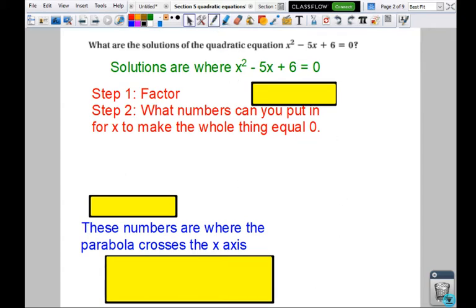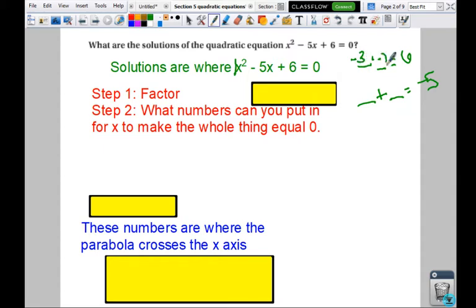In-middle factor, right? Because there's nothing in here except a 1. So we are going to in-middle factor this and say what times what equals the number on the end, which is 6, and adds up to the number in the middle, which is negative 5. What times what is positive 6 and adds up to negative 5? Negative 2, negative 3.